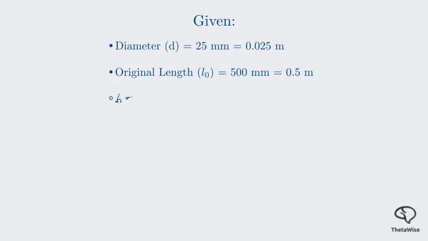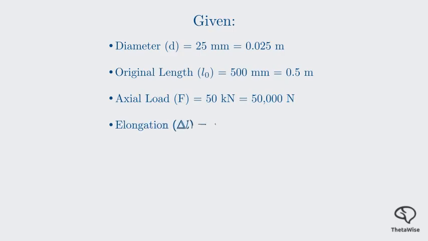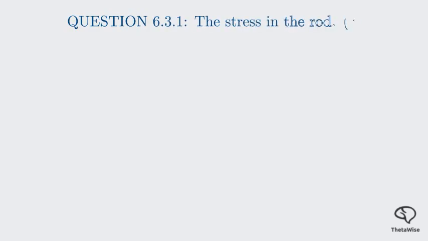The axial load F is 50 kilonewtons, or 50,000 newtons. And the elongation, or change in length, delta L, is 0.25 millimeters, or 0.025 meters. Let's tackle the first part of this question, 6.3.1. Question 6.3.1 asks for the stress in the rod.